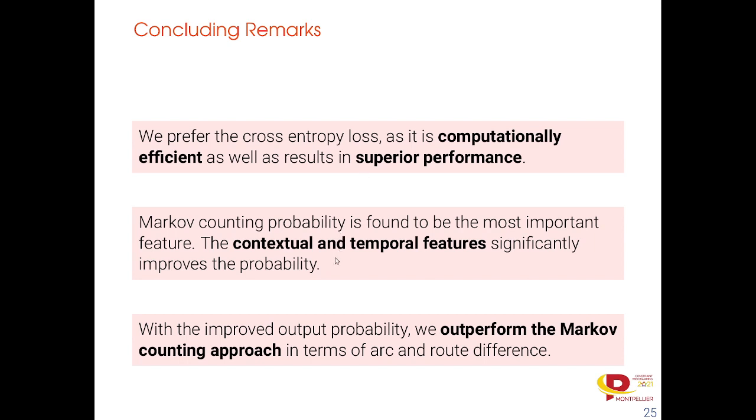And using the contextual and temporal features, we are able to generate a better measure of the transition probabilities, and with these better transition probabilities we show that we outperform the previous Markov counting approach, both in terms of arc difference and root difference.